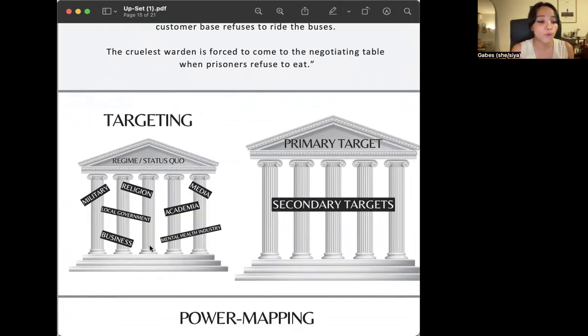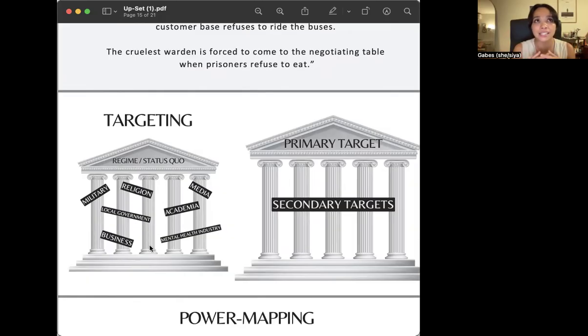So before determining your tactics, and in order to meet your goal, you'll need to identify a primary target. Your primary target is the person who has the power to fix the problem or create the change that you want. This is the authority figure who can meet your demand. So this image that you see on the slides helps make systemic oppression look less vague.